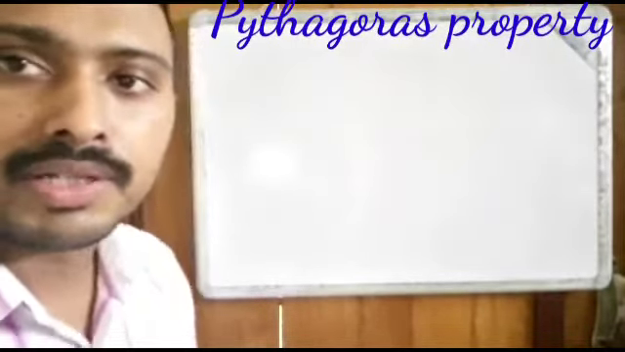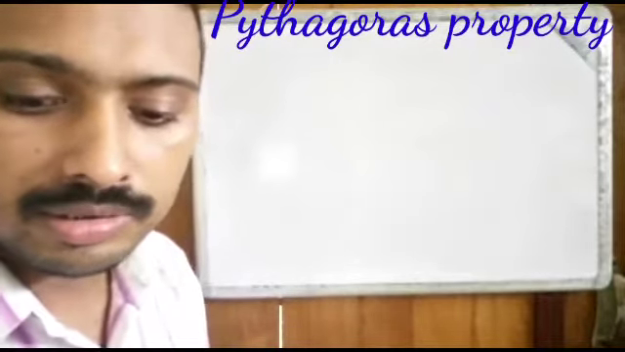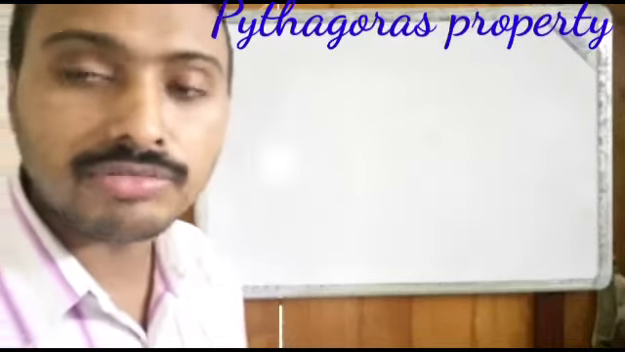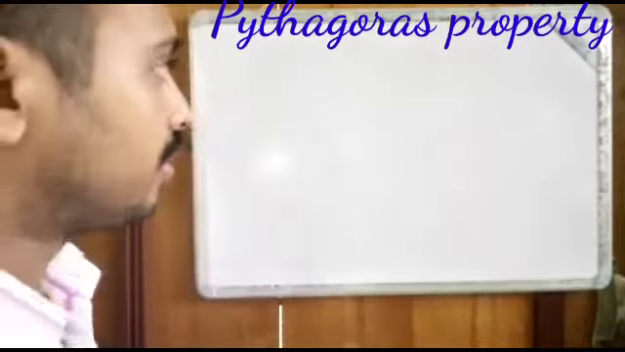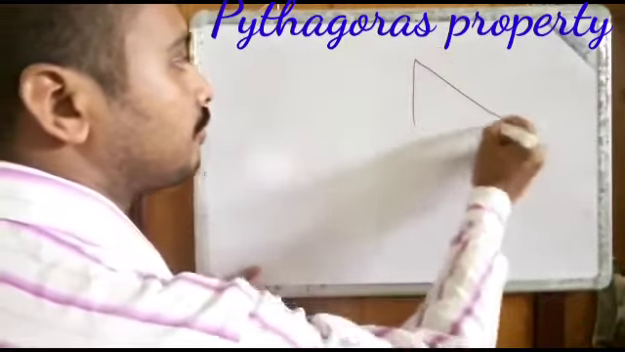Children, I'll speak on Pythagoras theorem right now. This is your exercise 6.5. Okay, Pythagoras theorem. What is Pythagoras theorem? Let me explain here. It's a triangle.